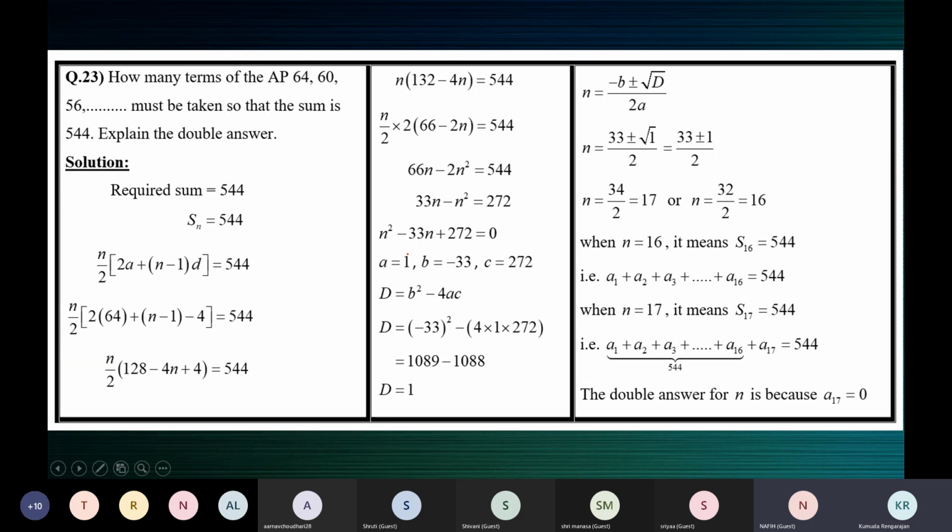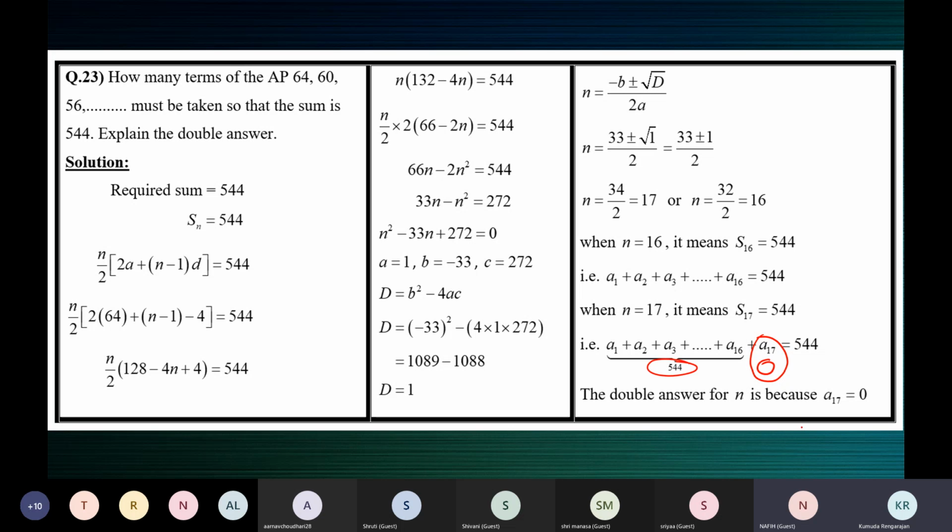But we know that for this AP, the sum of the first 16 terms is 544. So 544 plus what will give you 544? 544 plus 0 is 544. That means the 17th term is 0.